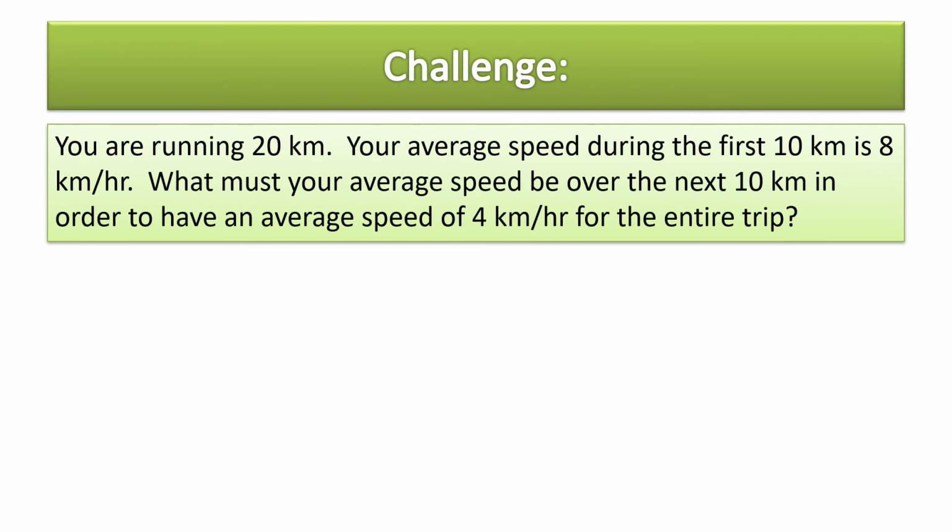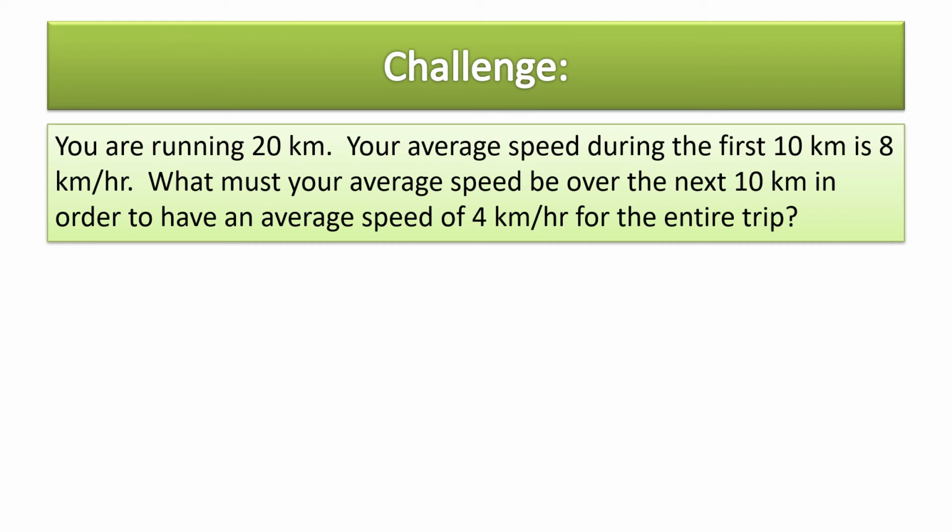Now here's a kind of tricky one. You are running 20 kilometers. Your average speed during the first 10 kilometers is 8 kilometers per hour. What must your average speed be over the next 10 kilometers in order to have an average speed of 4 kilometers per hour for the entire trip? So pause it and try it on your own and see what you come up with.